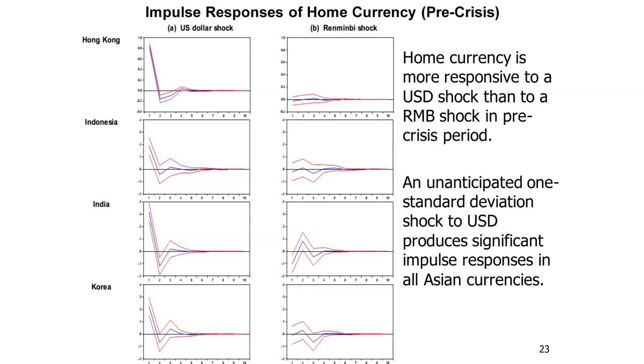Here are the results. For the pre-crisis period, the home currency is more responsive to a US dollar shock than to a RMB shock. So we see that an unanticipated one standard deviation shock to the US dollar produces significant impulse responses in all Asian countries. So that will be the left panel. You see that all the impulse responses are significant and quite high.